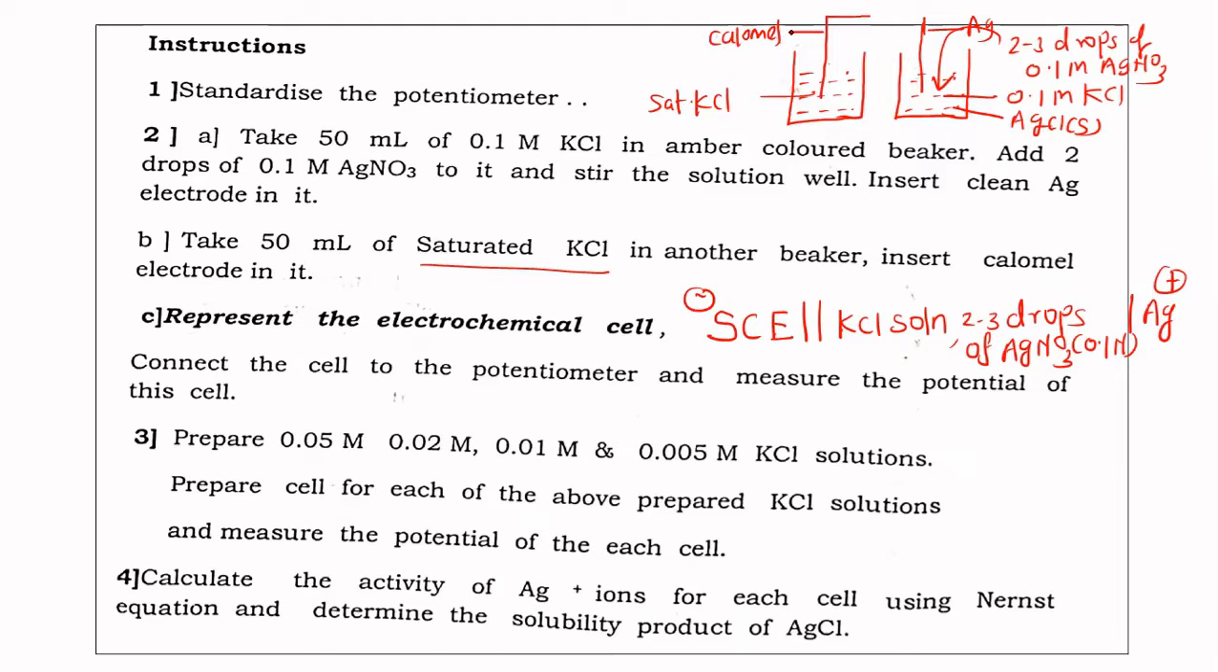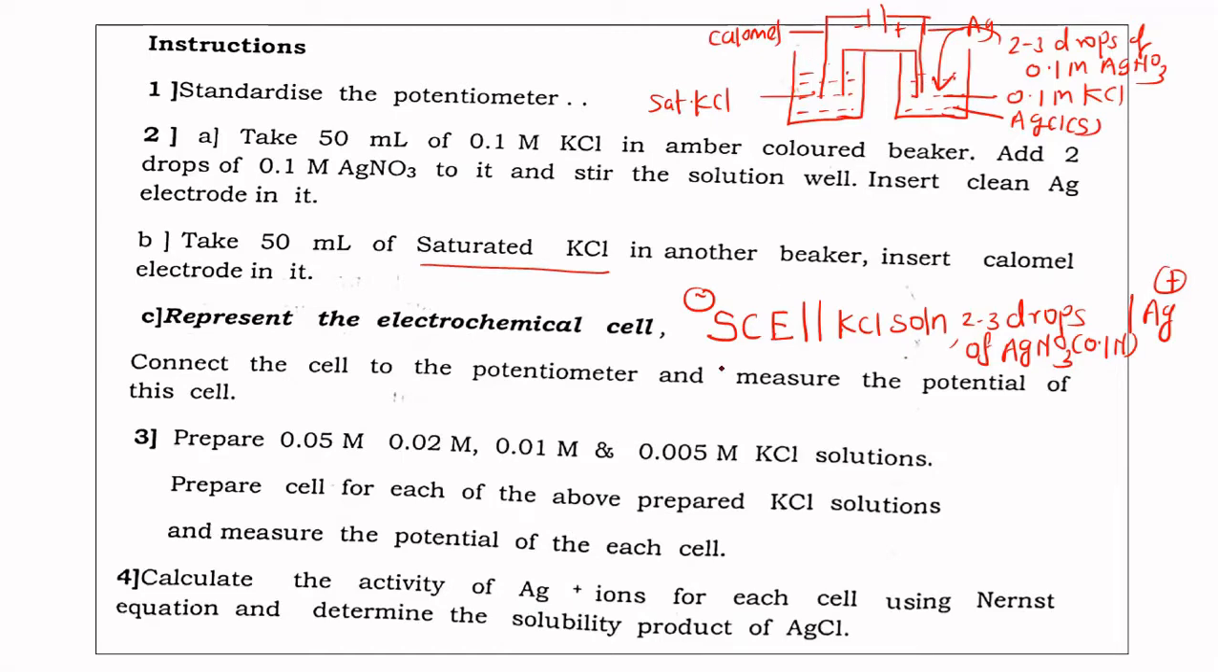Connect calomel to the negative terminal and silver to the positive terminal. Then we have to put the salt bridge in the two beakers. The salt bridge makes the electrical contact between the two electrolytes or between the two solutions. So this is the experimental setup here.